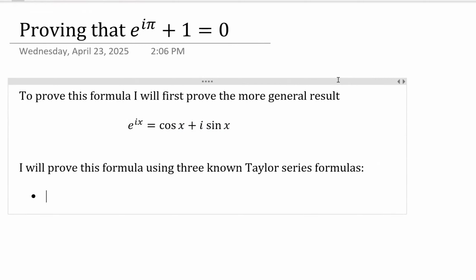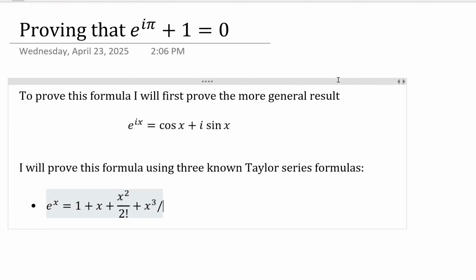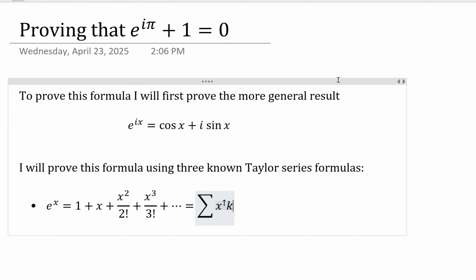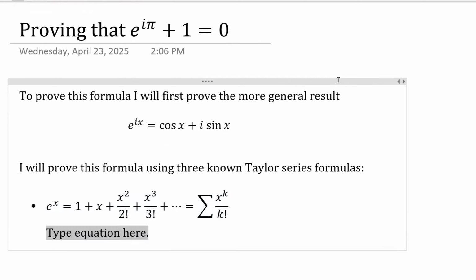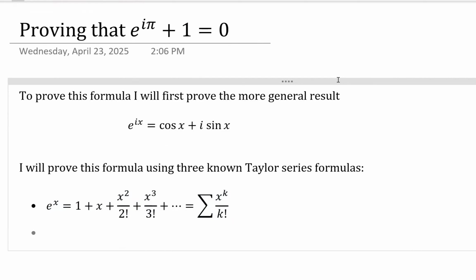So the first one would be, let's see, how about the e to the x series? So e to the x is 1 plus x plus x squared over 2 factorial, plus x cubed over 3 factorial, x to the fourth over 4 factorial, etc. So I could write this as the sum of x to the k over k factorial. The next known Taylor series I'll be using is sine, and the next one after that is cosine.